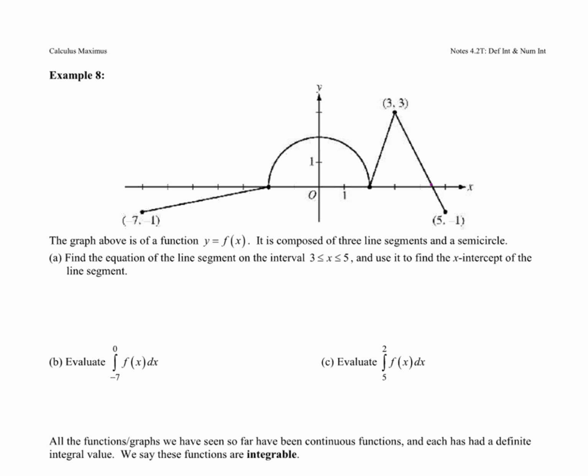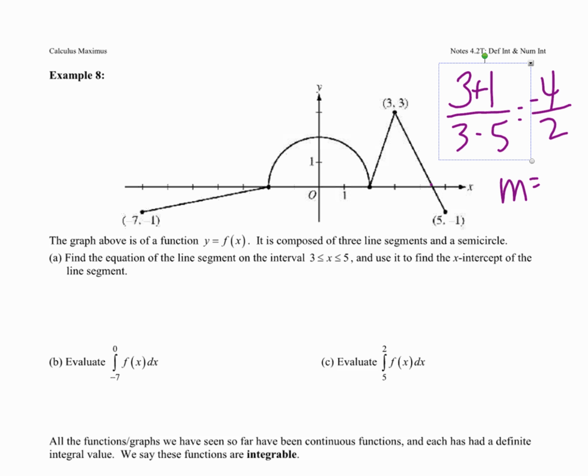So in order to do that, we're going to find the equation of this line. So the slope would be 3 minus -1 over 3 minus 5. So what's that? 4 over -4, which gives us a slope of 2. Oops, -2, sorry. And there's a point. So let's see. Find the equation of the line segment. Y equals 3 minus 2 times x minus 3.